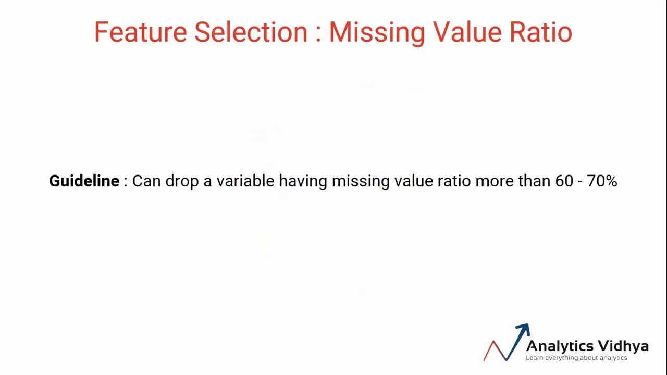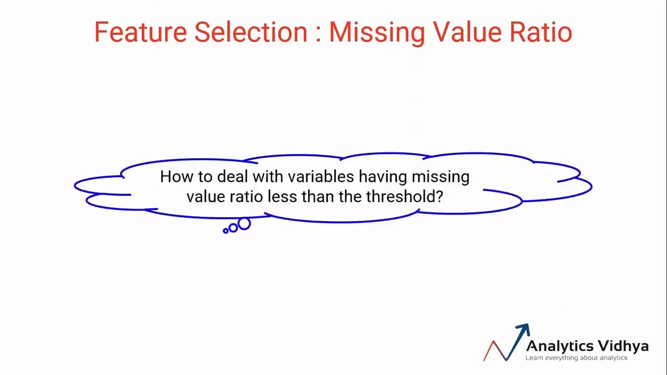Generally, we can drop variables having missing value ratios more than 60 or 70%. Keep in mind that there's no hard and fast rule to decide this threshold, and it can vary from problem to problem. Once we drop the variables which had missing values more than the threshold, how do you think we should deal with the remaining variables which still have missing values in them? Should we just go ahead and remove all of them?